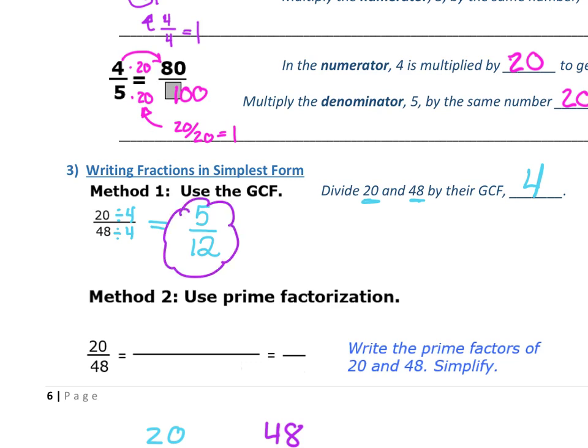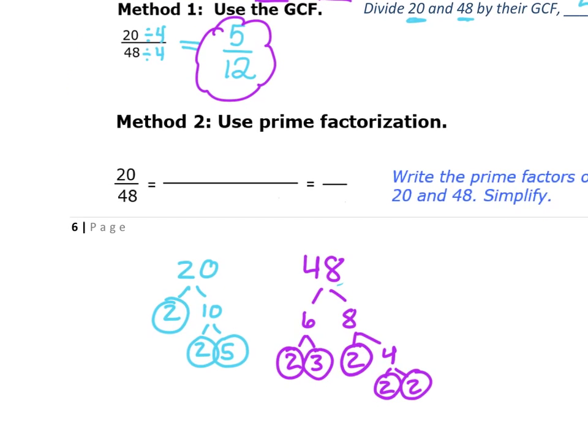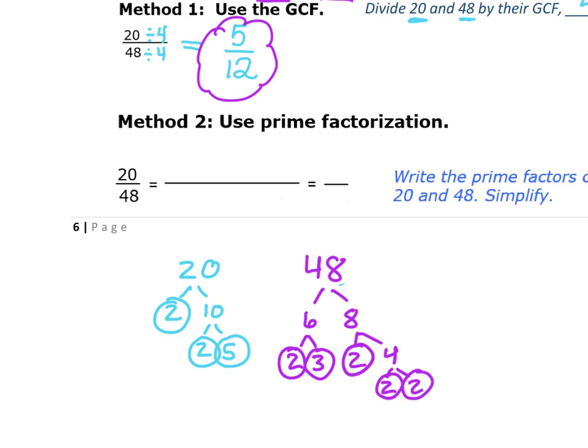And when I look at that number, I can see that I can't divide a 5 and a 12 by any other common factor. So I know that is simplest form. Prime factorization is another method, and I went ahead already and did the prime factorizations here.